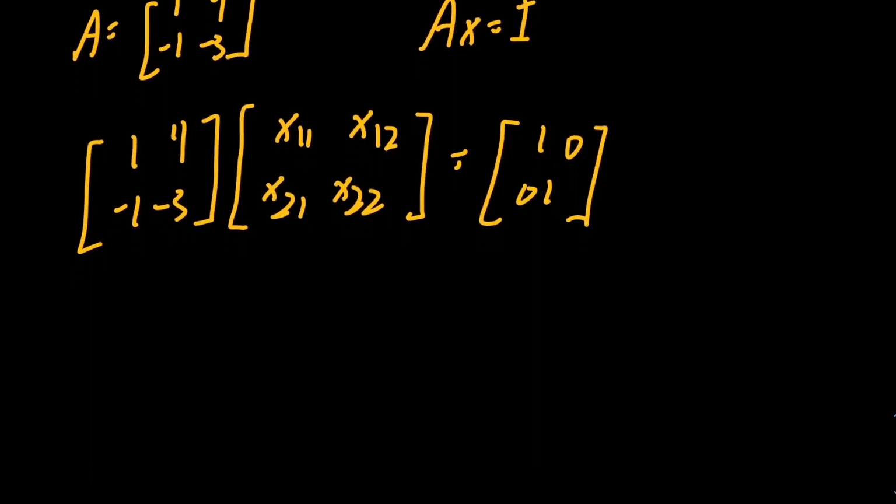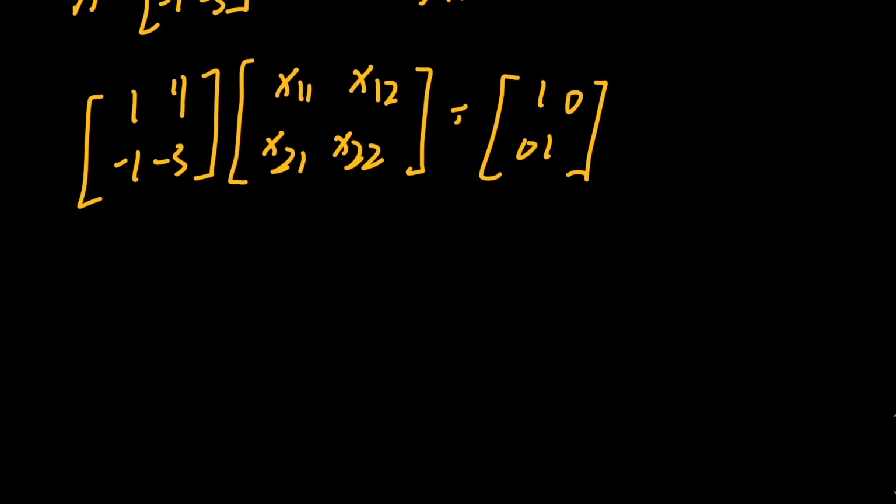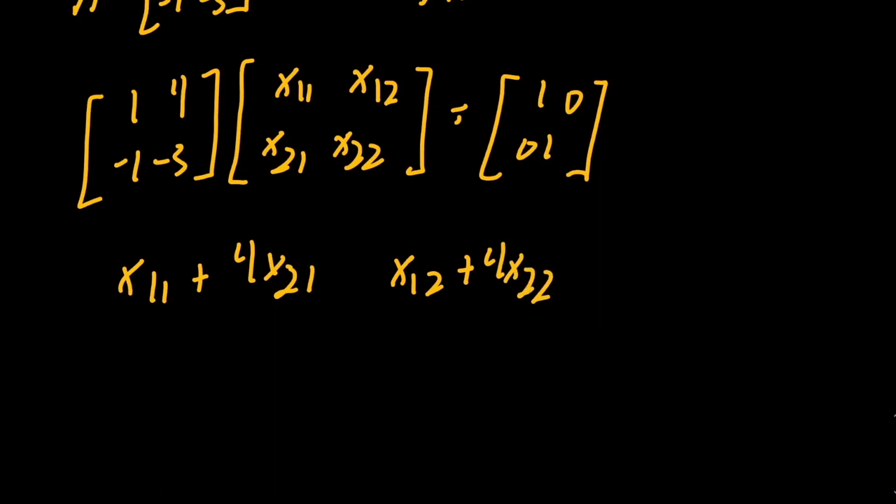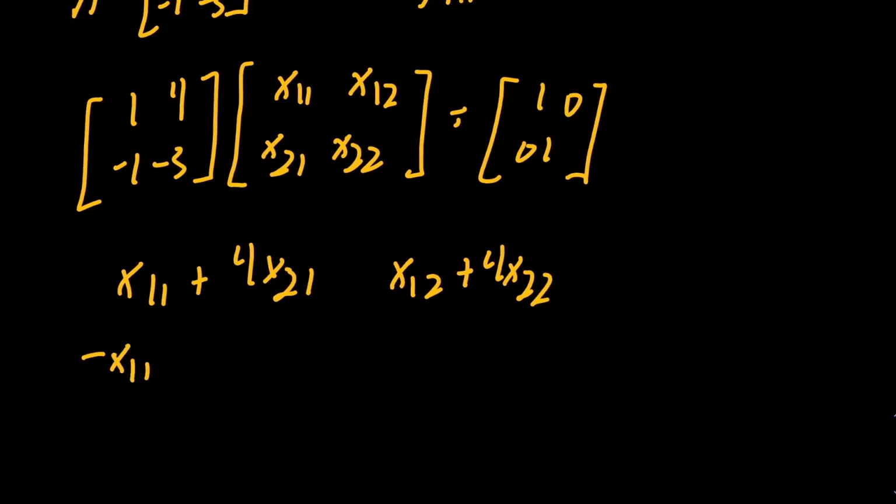Remember, if you are still wondering what the two systems of linear equations are, here it is. So we have x11 plus 4x21, and then we have x12 plus 4x22, and then we have negative x11 minus 3x21, and we have negative x12 minus 3x22.